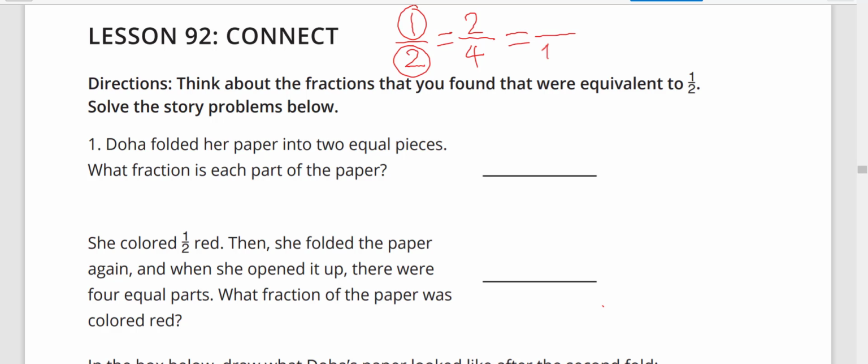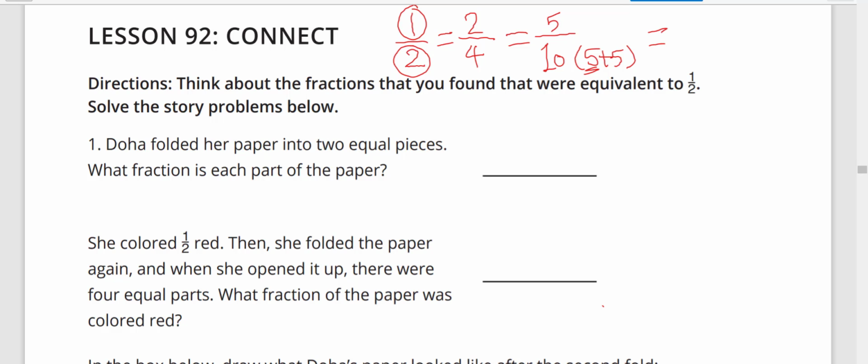Another equivalent fraction to half: if we write 10 in the denominator, the numerator will be what? Yes, we want a number that is half of 10. 5 is half of 10, or 10 is double 5. 10 is 5 plus 5. So the numerator will be 5.